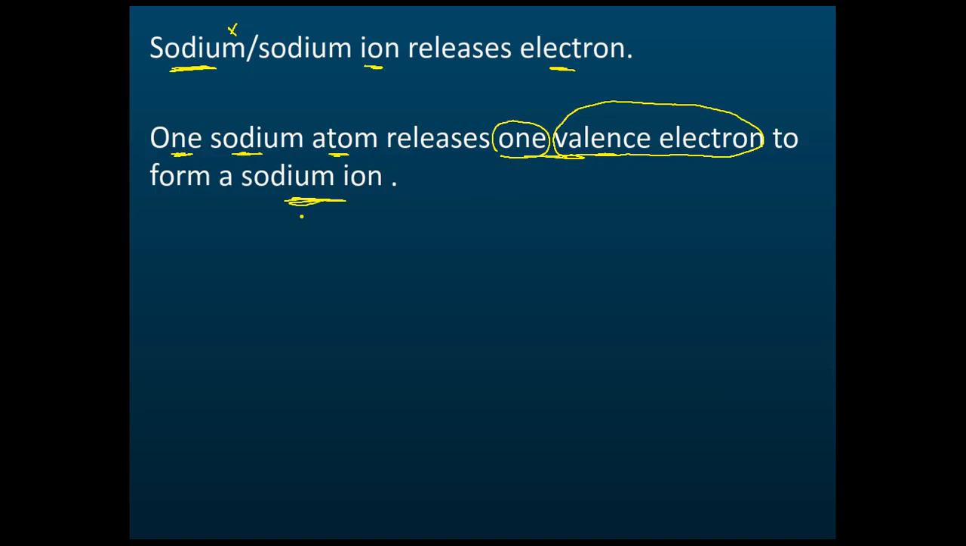Okay, so you see, you must say that it's a sodium atom, how many electrons it released, and which electron it released. The valence electron it released. So this is to explain the formation of the ionic compound. So these are the words that you should use.